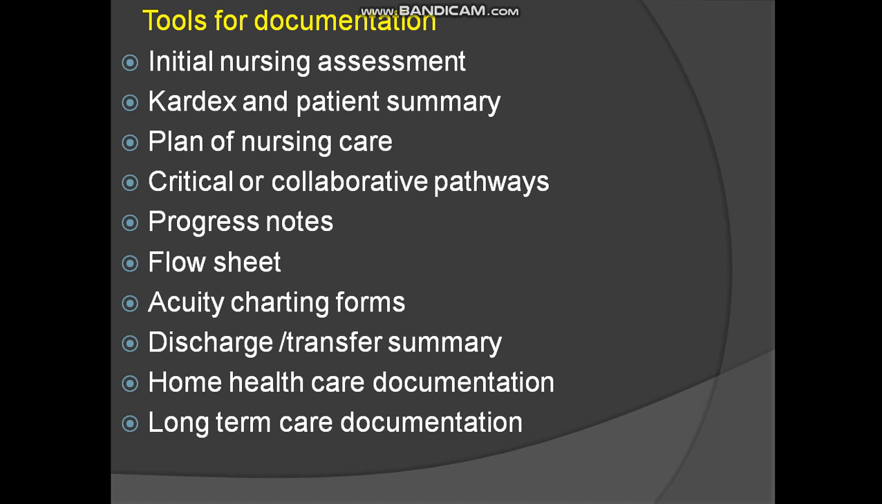Then plan of nursing care, then critical or collaborative pathways, then progress notes of the patient. Flow sheet means drawing the relevant information. Acuity charting forms determine hours of care required by the staff for their patients. Then discharge or transfer summary, home health care documentation and long-term care documentation. These are the tools for documentation.